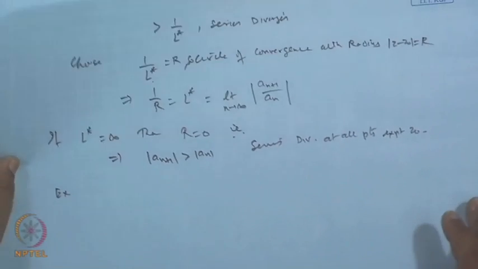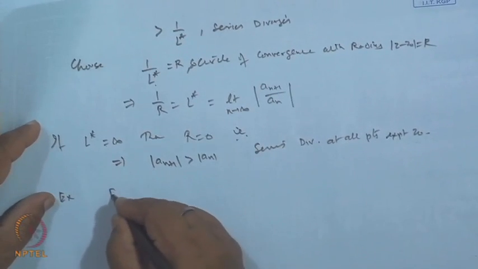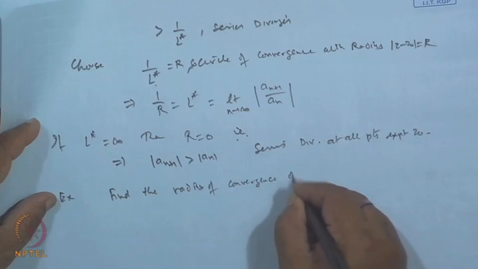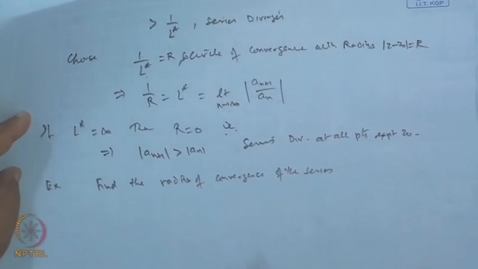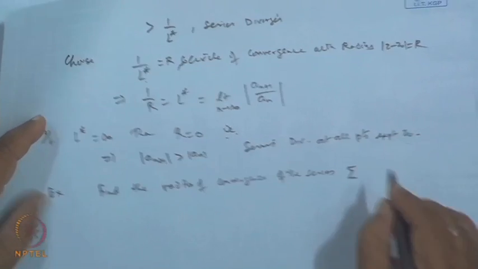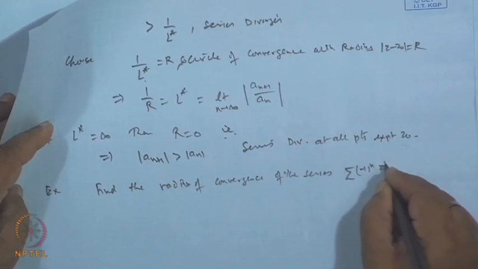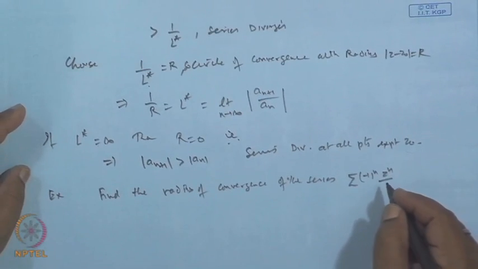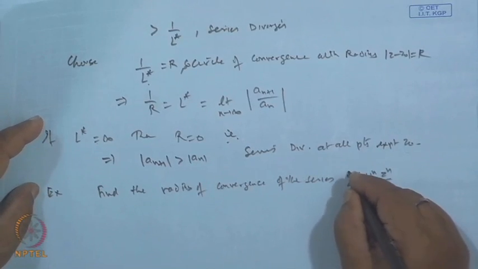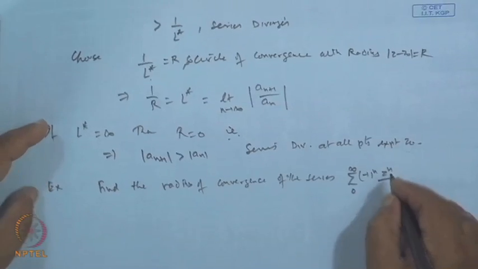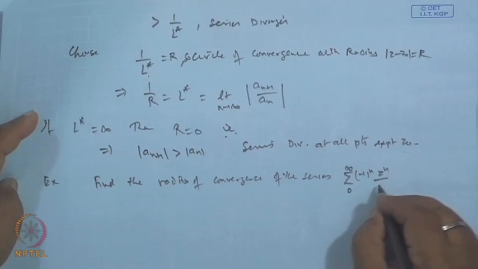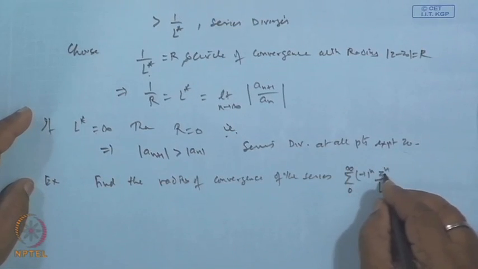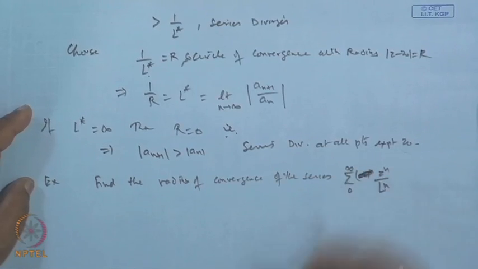Let us take it. Suppose I take this series, find the radius of convergence of this series, sigma minus 1 to the power n z n, maybe z minus z cube, from 0 to infinity, 1 minus z square. Okay. So, this will be equal to factorial n, or let it be without the minus 1. Okay. Let us take this only.